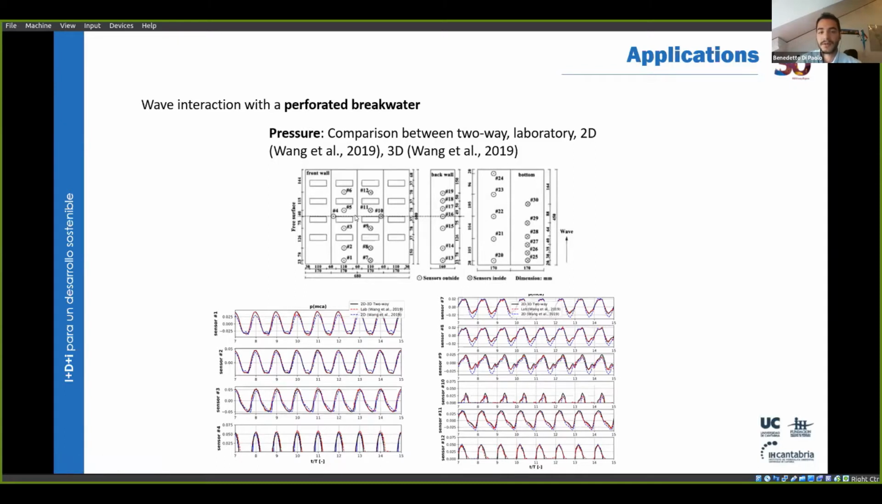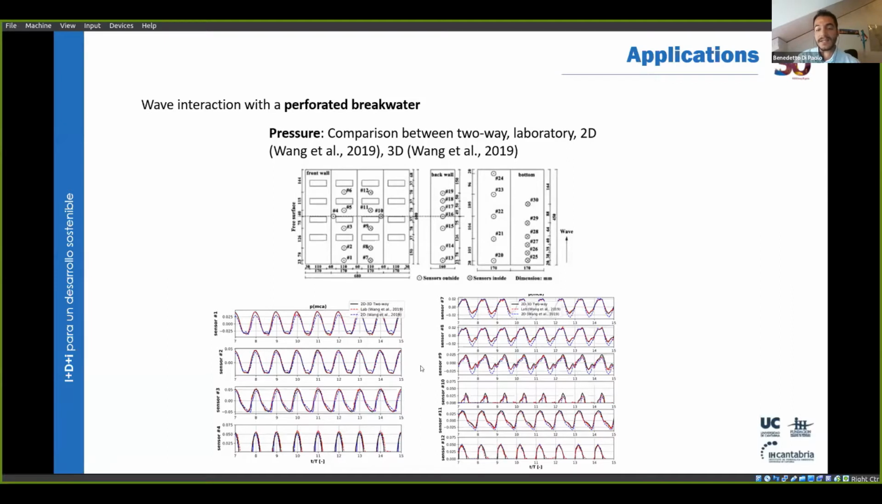So we continued our validation by comparing the pressure at the front wall of the structures, also outside the wave chamber used to dump the waves. And also we got good validation for pressure induced by waves. In this case, we also compared our results in the black lines with two-dimensional CFD simulation performed by Wang in the paper I showed you before.